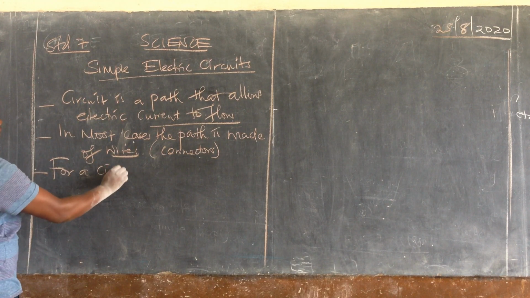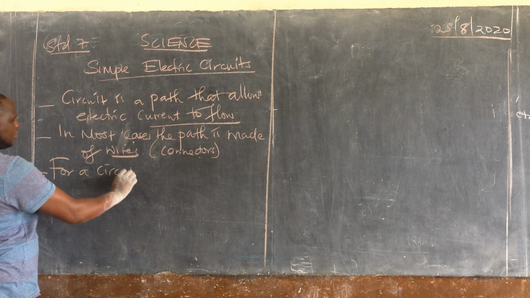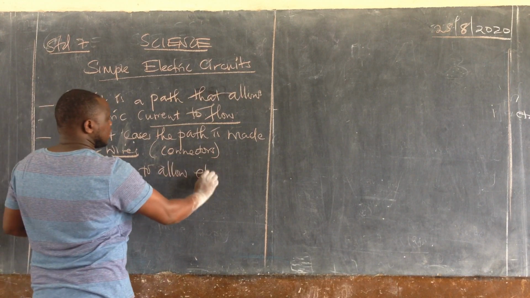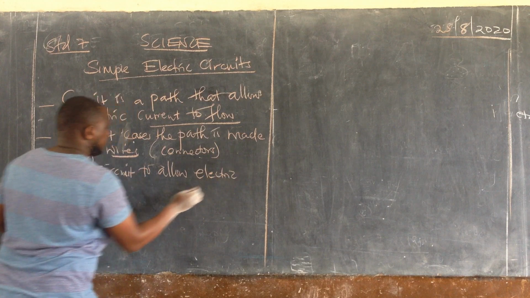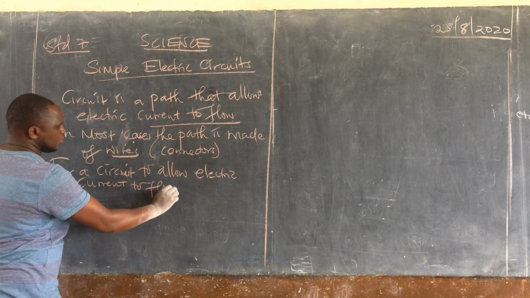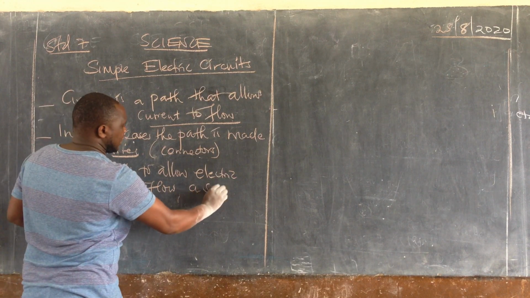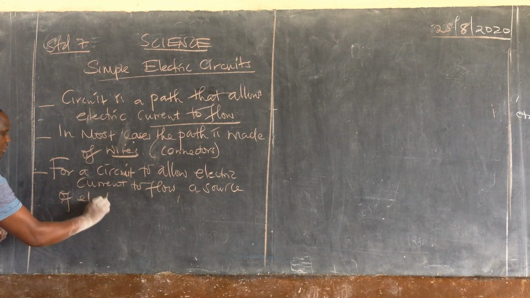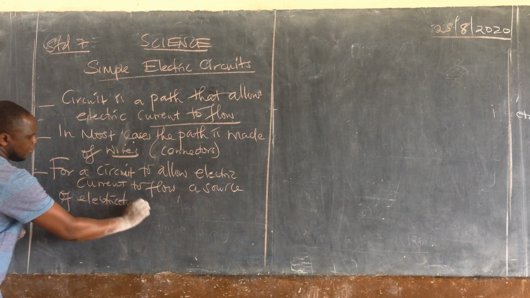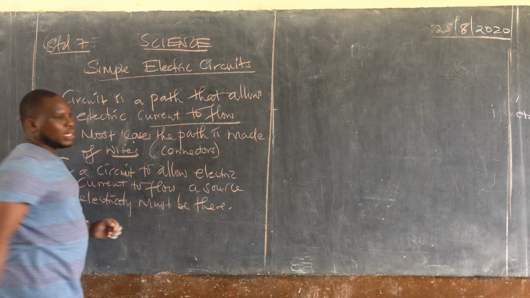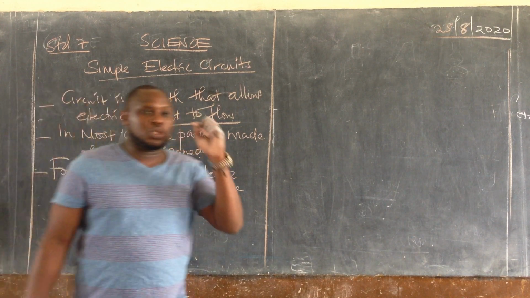For a circuit to allow electric current to flow, a source of electricity must be present, must be there. So what exactly are we saying? That there must be a source of electricity.